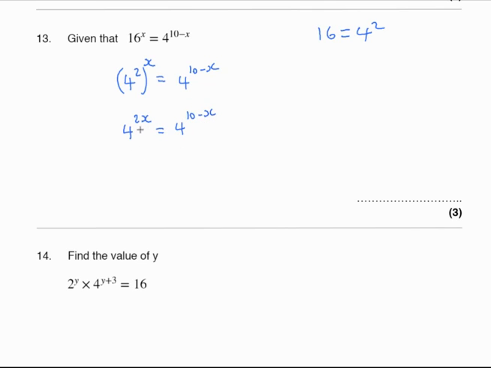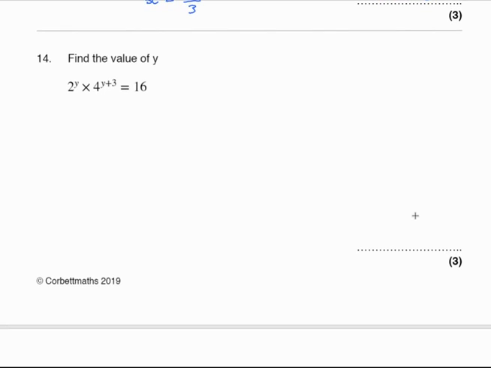So then the powers are going to be the same because I've got 4 to the power of something equals 4 to the power of something else. So it gives me 2x equals 10 minus x. Adding x to both sides gives me 3x is equal to 10. And then x is equal to 10 over 3. So x equals 10 over 3.